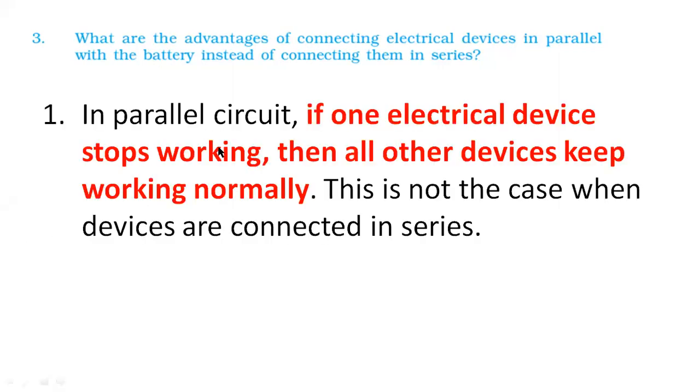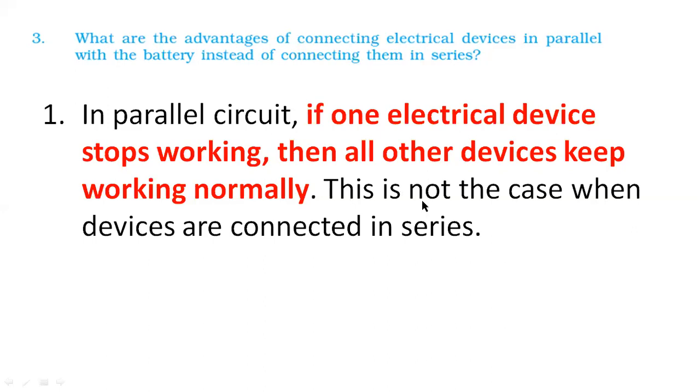So let us discuss the first advantage. In a parallel circuit, if one device stops working, other devices will still work. Okay? Other devices will keep working normally. So what is the main benefit of a parallel circuit? If one device stops, gets damaged, still all other devices will work. The remaining devices will work, even if one device fails. That is the main advantage of a parallel circuit.